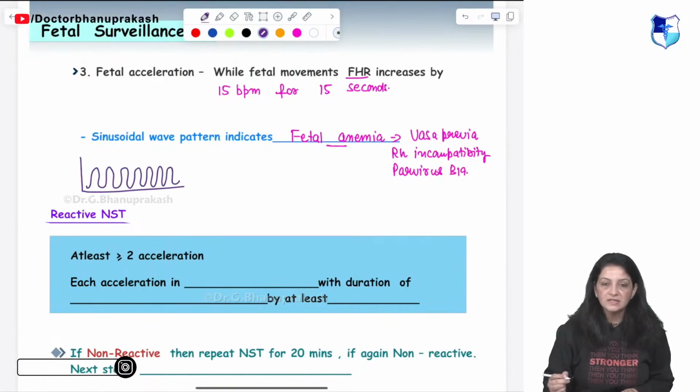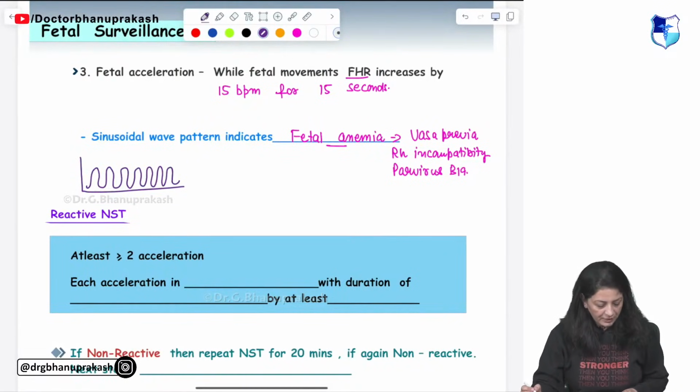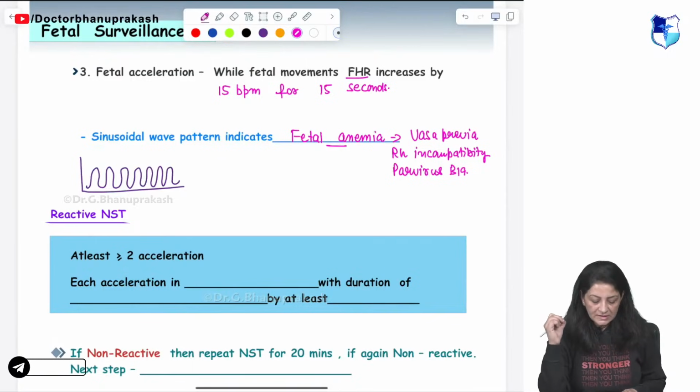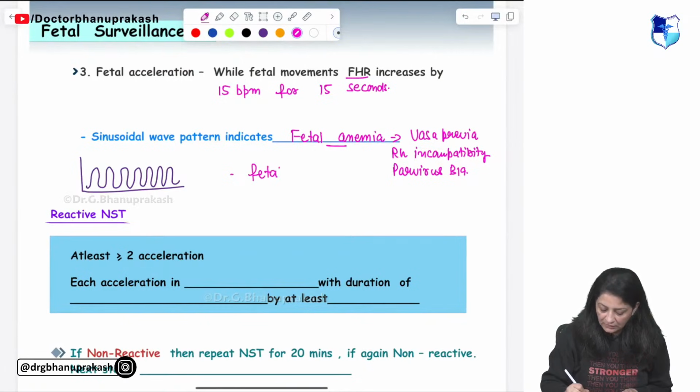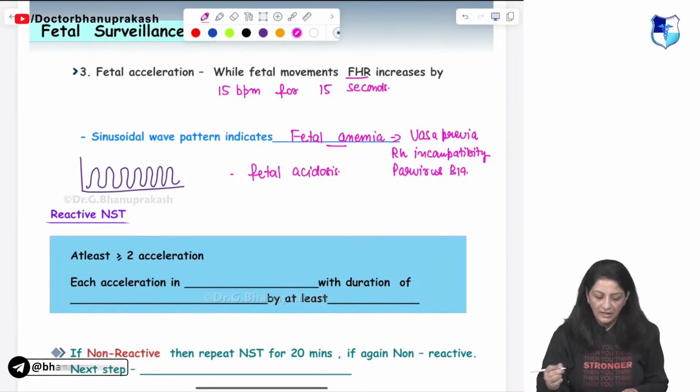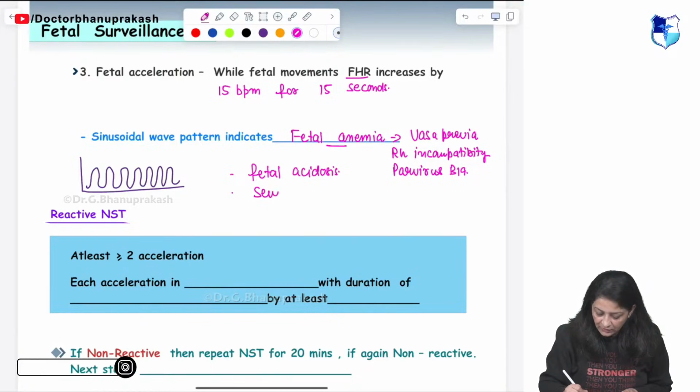This is called sinusoidal wave pattern. You can see sinusoidal pattern in case of fetal acidosis, in case of severe hypoxia.